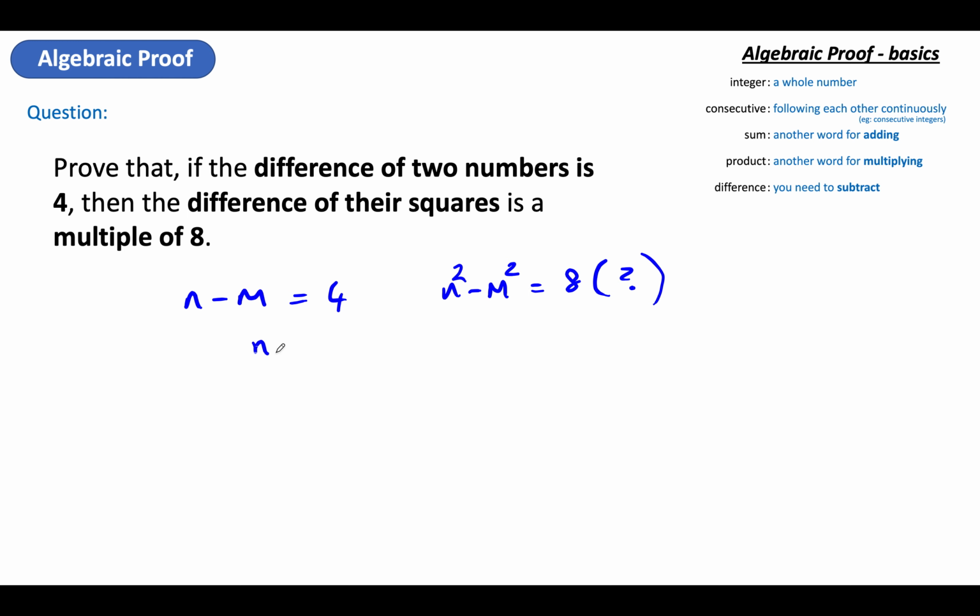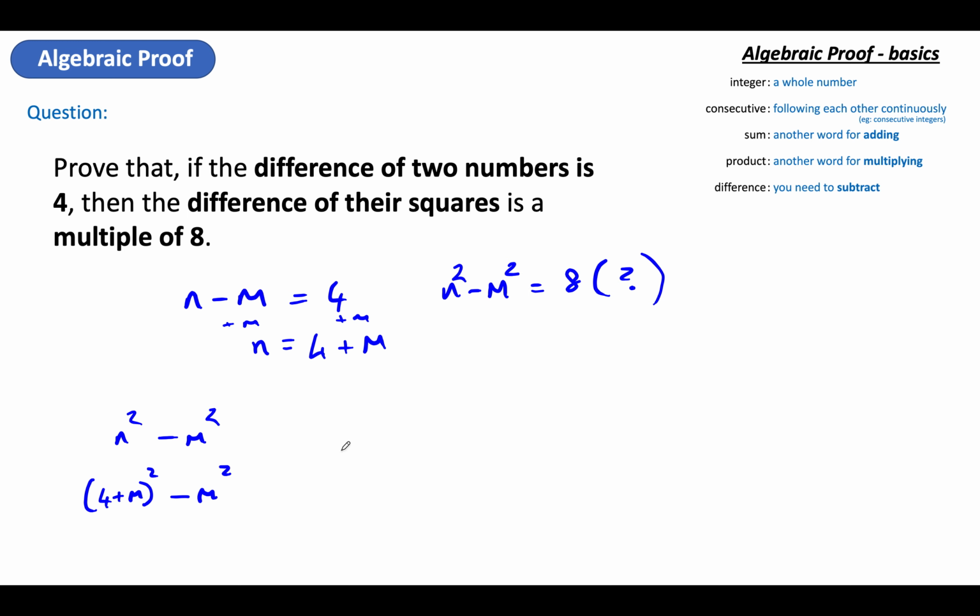Well, to do that, I've got to add m to both sides of my equation. So I get 4 plus m. Well, think about this thing here. Think about n squared, take away m squared. How about we substitute it? I now know what n is, so let's substitute that into this equation. N is equal to 4 plus m, right? So if I substitute n for 4 plus m, then maybe this works.